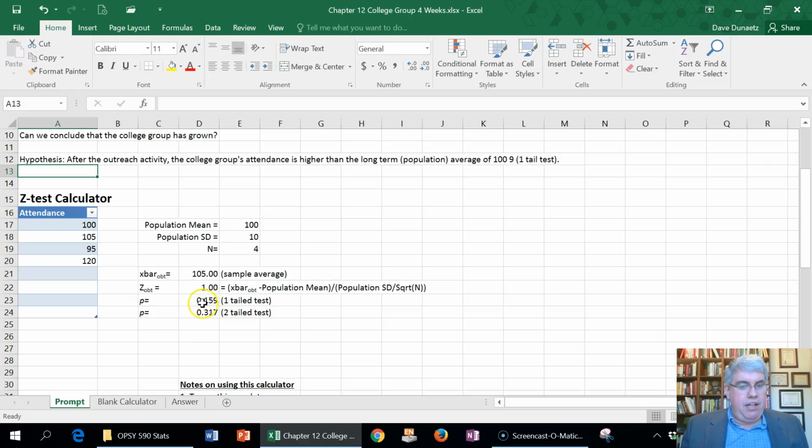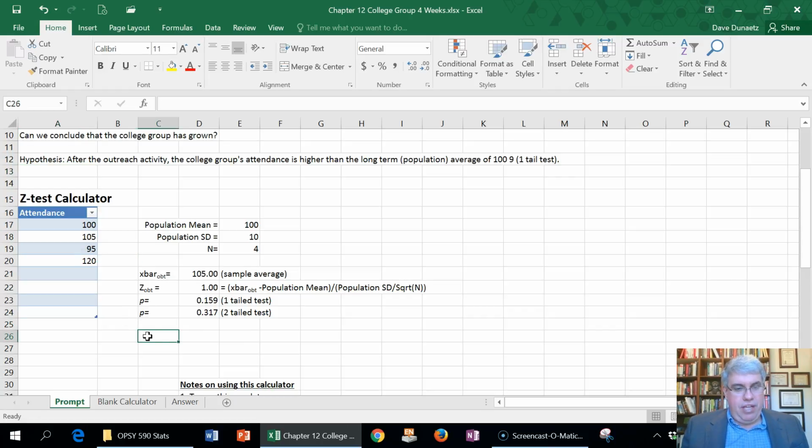So our p-value is 0.159. That's like there's a 16% chance that we could have gotten an average of 105 in any 4 Sundays. So this p-value needs to be less than 0.05 for us to conclude that the null hypothesis isn't true, and that we found strong evidence for our main hypothesis. So we have to retain the null hypothesis.